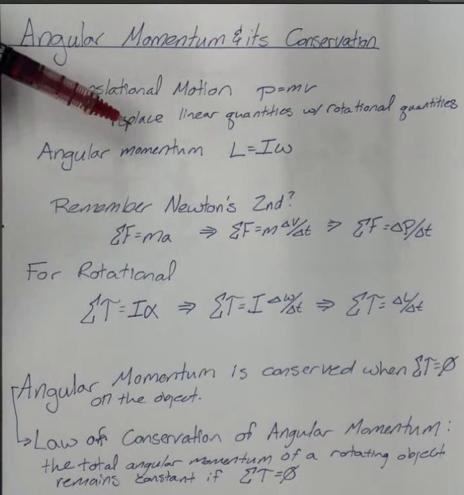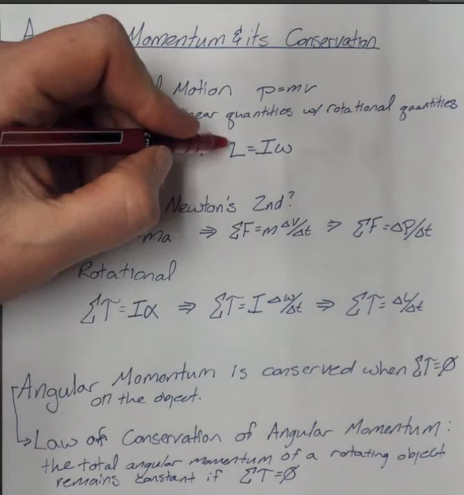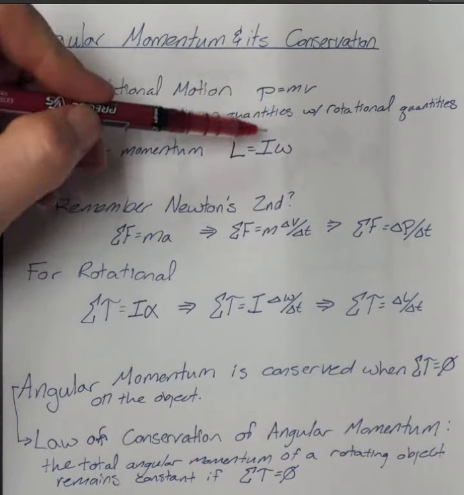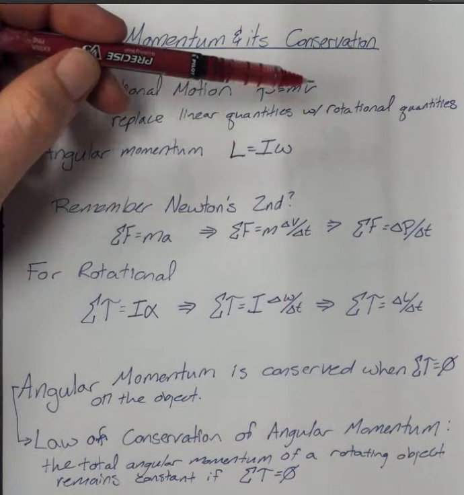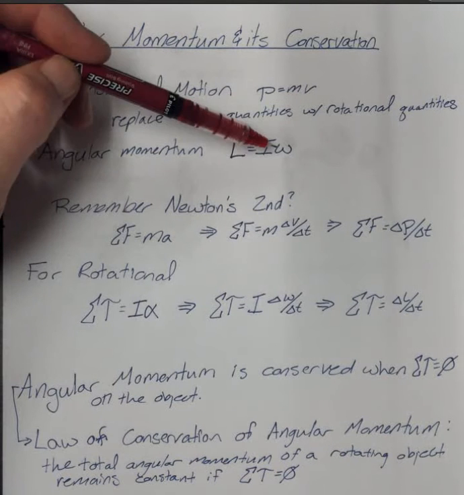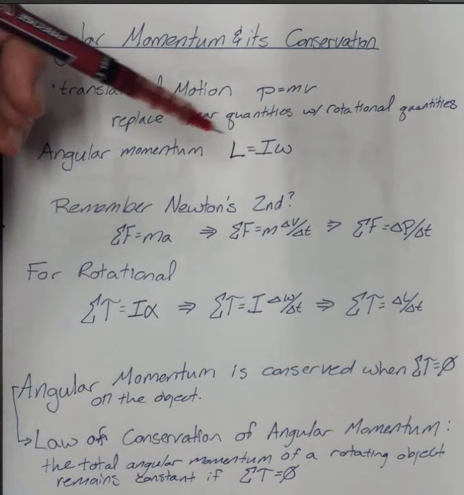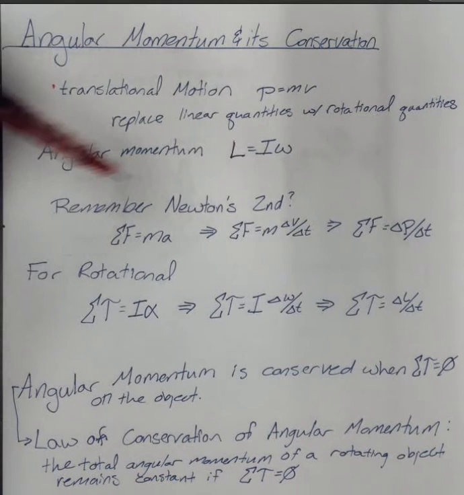If we replace the linear quantities with rotational quantities, then we can get the angular momentum. For angular momentum, we use the symbol L. And L equals, we replace mass with moment of inertia, and we replace linear velocity with rotational velocity. And so here, rotational momentum equals moment of inertia times rotational velocity. And it's a perfectly analogous equation.